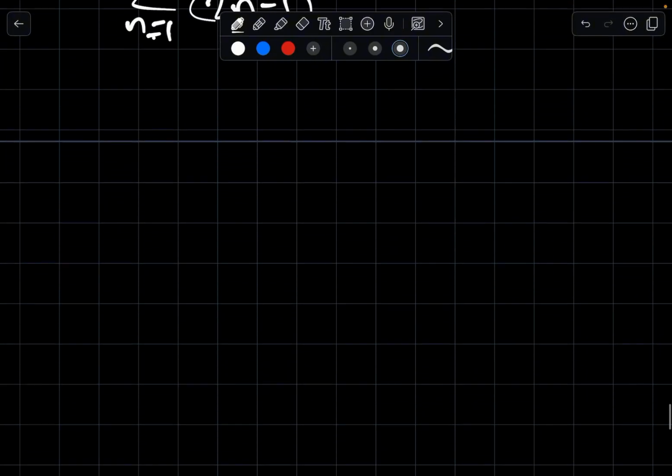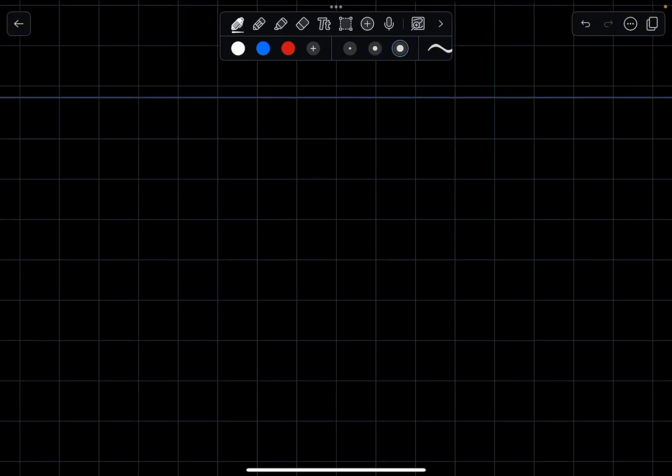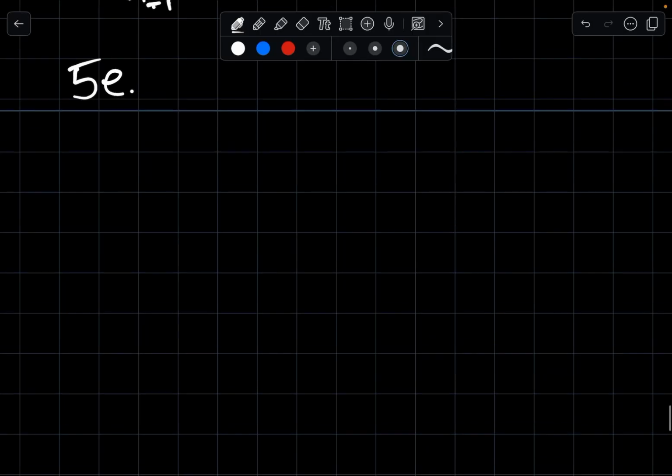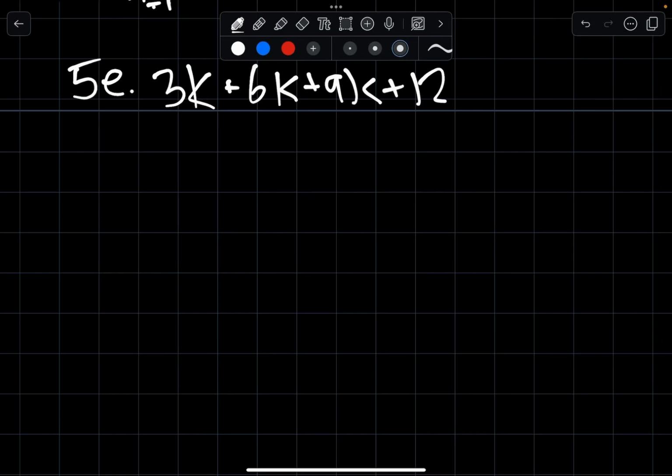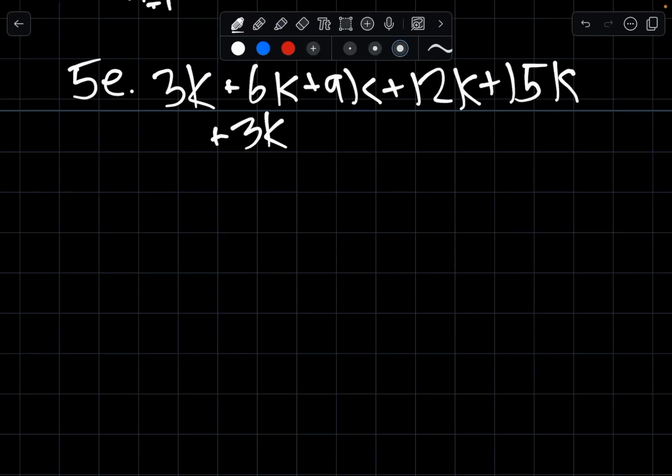Next, 5e. Hopefully it doesn't kick me out as I'm writing this. All right, 5e. We actually have k's this time. We have 3k plus 6k, 9k, 12k, and 15k. All right, our constant factor here is k. Don't get scared by this. We're just going to introduce a new variable into this. But as you can see, it's increasing by 3k each time.